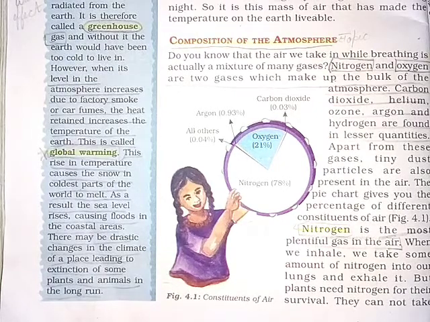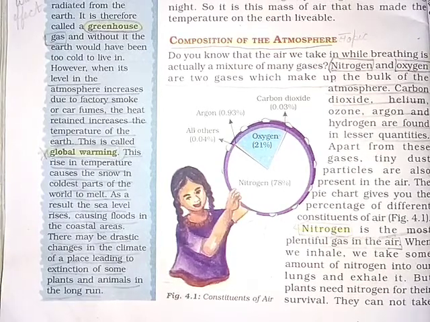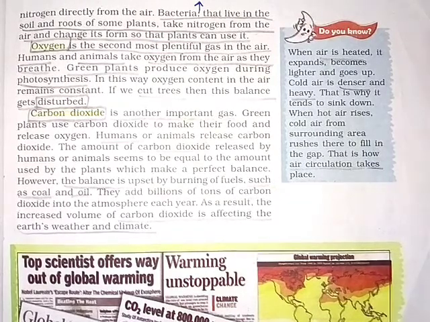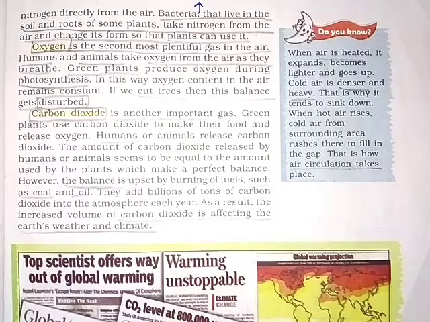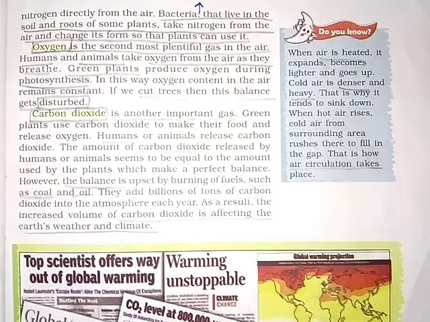Nitrogen is the most plentiful gas in the air. We inhale some amount of nitrogen into our lungs and exhale it, but plants need nitrogen for their survival. They cannot take nitrogen directly from the air. Bacteria, rhizobium, that live in the soil and roots of some plants take nitrogen from the air and change its form so that plants can use it.